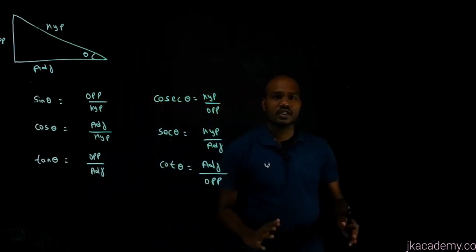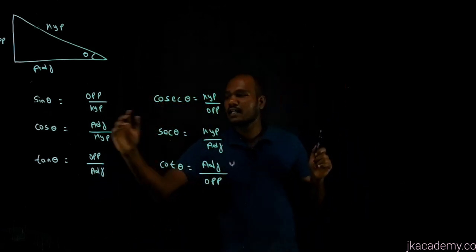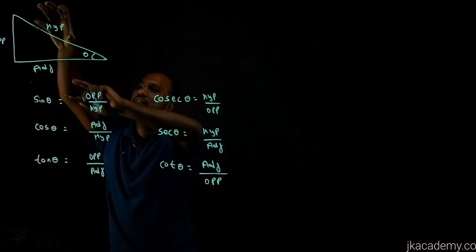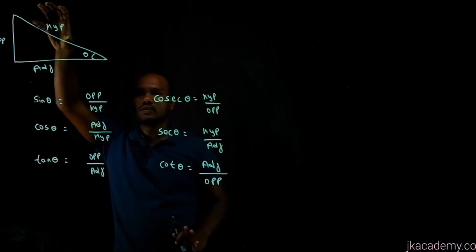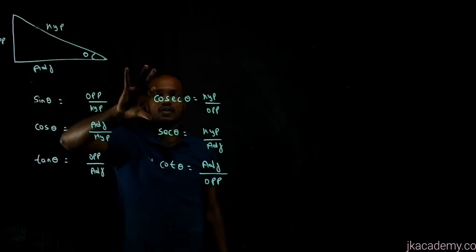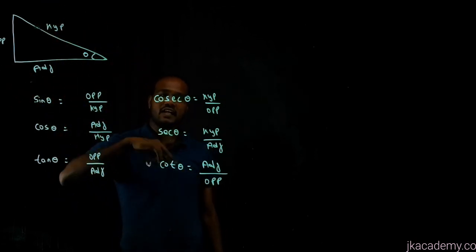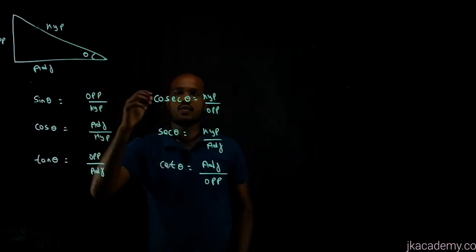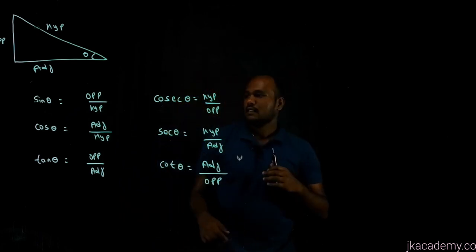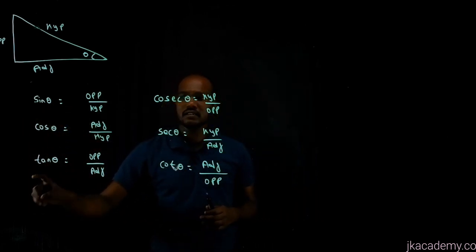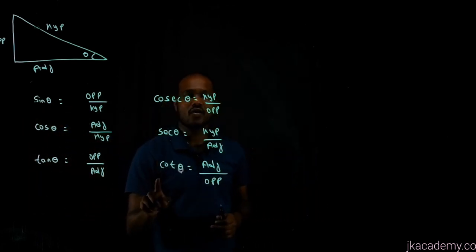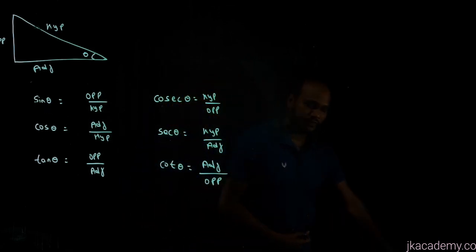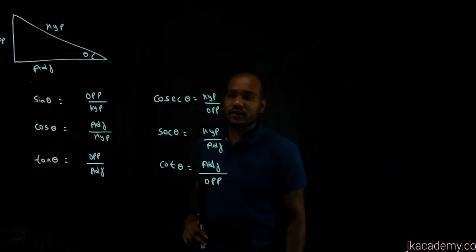Don't go forward in the video until you are capable of telling sin theta, cos theta, tan theta. Sin theta is what? This by this. Cos theta is what? This by this. Tan theta is what? This by this. Then cosecant theta is reverse, secant theta is reverse, cot theta is reverse. Sin theta, cos theta, tan theta. Cosecant theta, secant theta, cot theta. Learn it. By the end of the video, you should remember this. Okay? Let's try it out in Kannada.